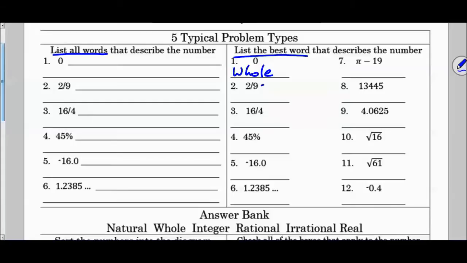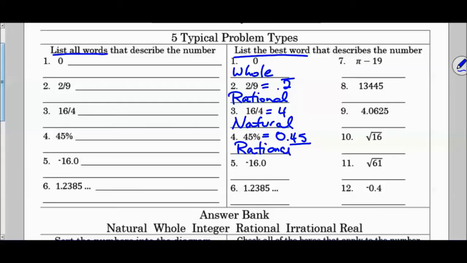2 divided by 9 is 0.2 repeated. That's a repeating decimal, so that's rational. 6 divided by 4 is 4. That's a counting number. That's one of our natural numbers. 45% is not the number 45. We need to change that into a decimal. Standard form of that number is really 0.45. That is a decimal that stops. That is a rational number.